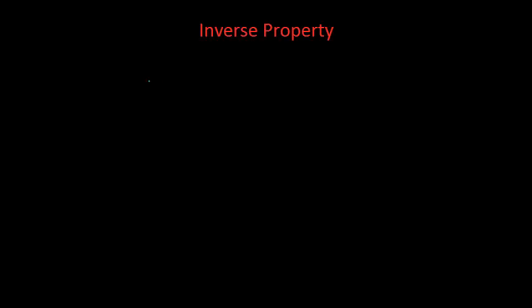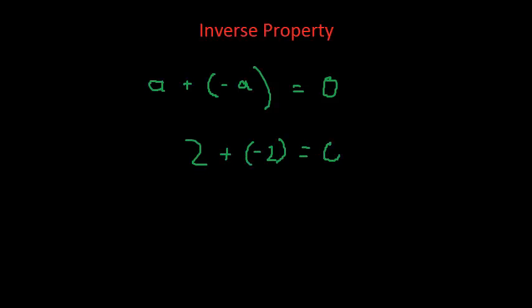The inverse property, on the other hand, is saying when you have some letter and you add to it its opposite, a plus negative a, it always gives you 0. Or for example, 2 plus a negative 2 is going to give me 0. Anytime you add something to its opposite, it's 0.